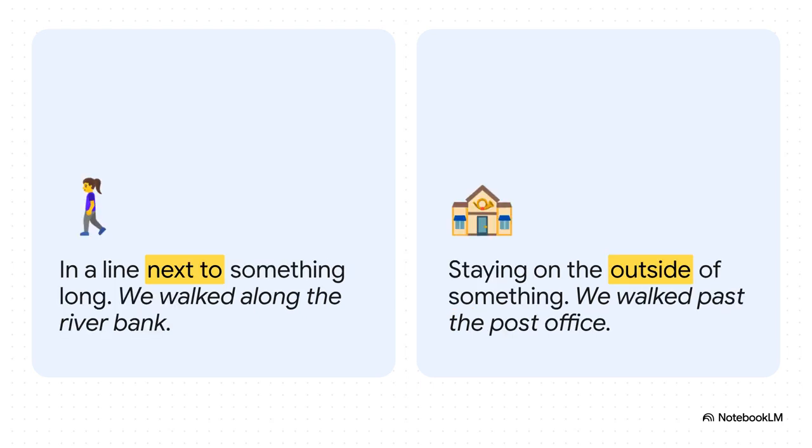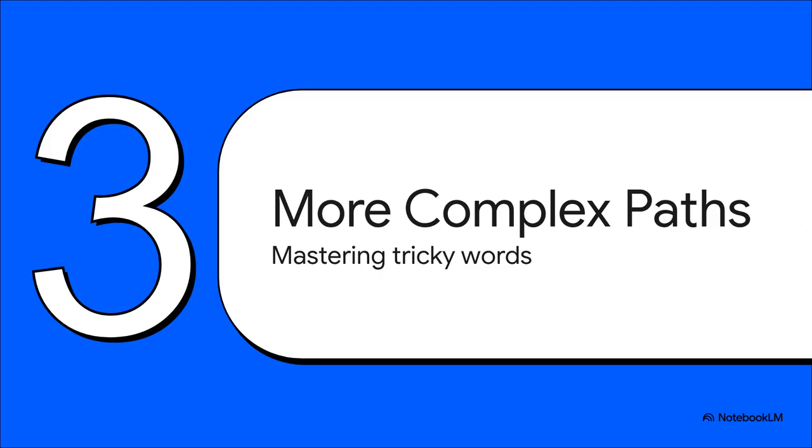So what about along and past? Well, along means you're following a line, moving right next to something long, like a river. But past just means you go by something on your way to somewhere else. You walk past the post office, you don't follow its entire length. Awesome. You're really getting this.